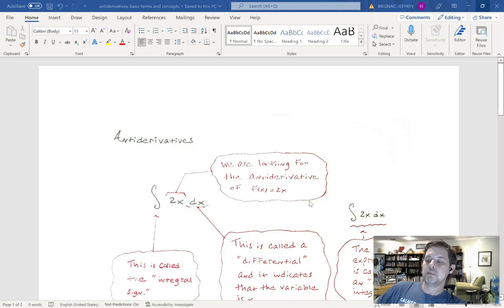Hello everybody. So today we are starting a new topic, and that topic is called an antiderivative. And I hope that sounds like something that you could probably understand based on what you already know. Think about it like this. We learned what a derivative was and how to calculate a derivative.